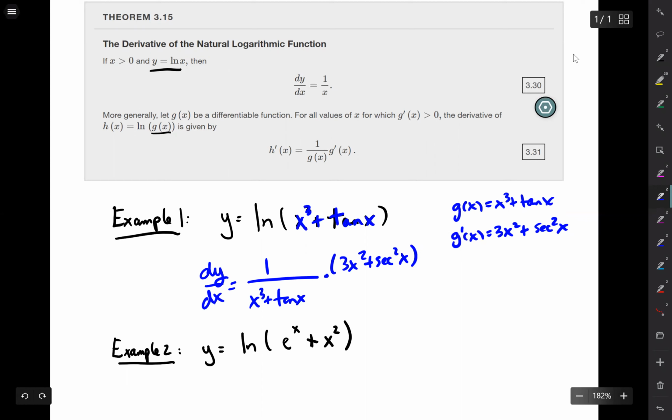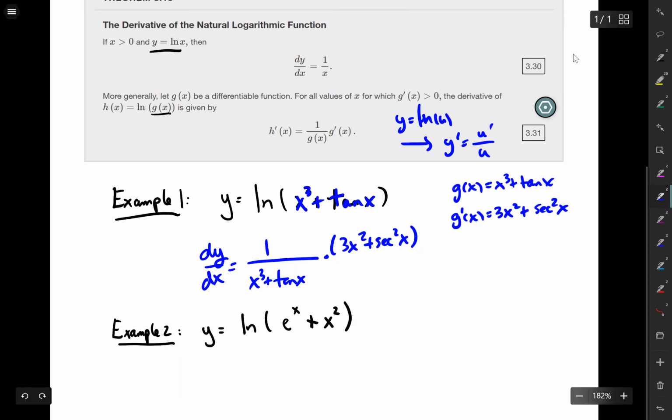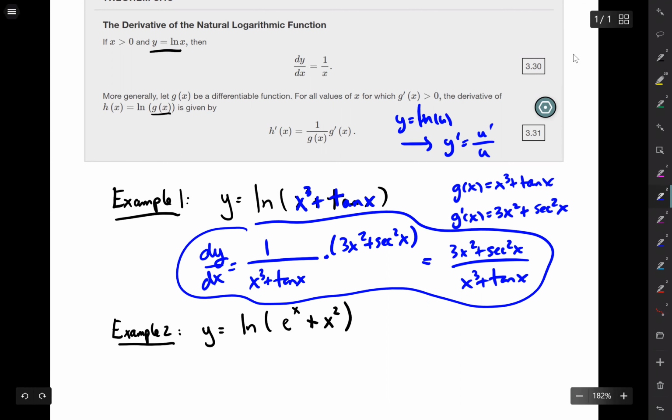And I guess another way that I usually write this is I just write this as if y is ln of u of x, then I usually write y prime is u prime over u, which is maybe an easier way to memorize that. So again, if you do it that way, u prime would be 3x squared plus secant squared x, and u was the x cubed plus tangent of x. So either way you look at it, it's basically just 1 over u times u prime, or u prime over u.